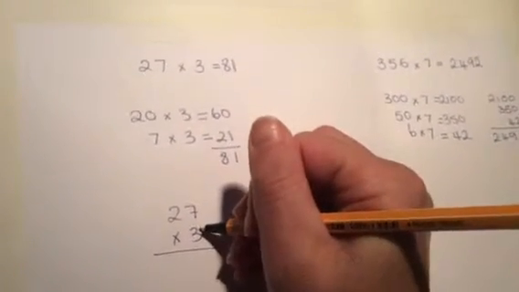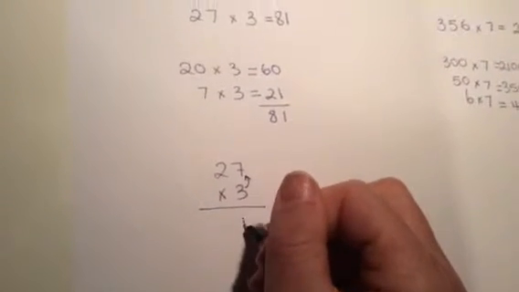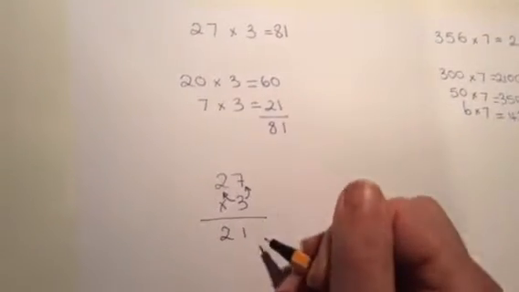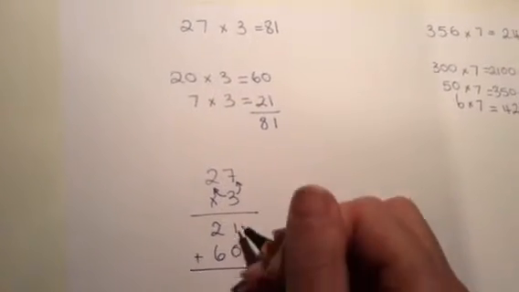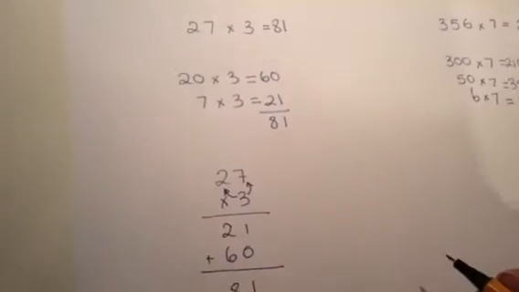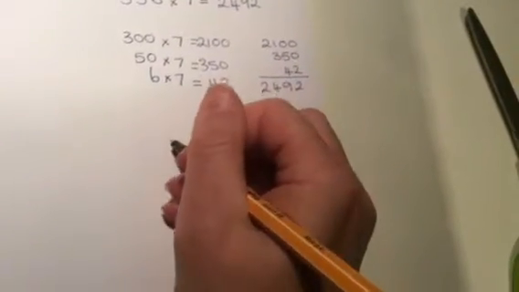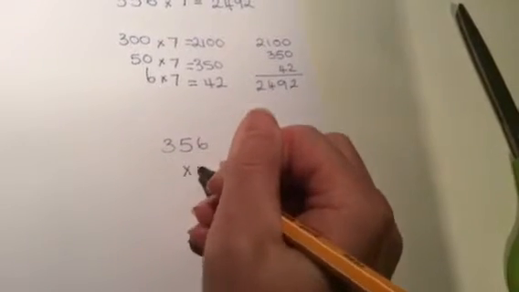And the children have to remember that first of all they're going to do 7 times 3, which is 21, and then they're going to do the 20 times 3, which is 60. Add those together and you get 81. Let me show you the same thing for over here. 356 times 7.